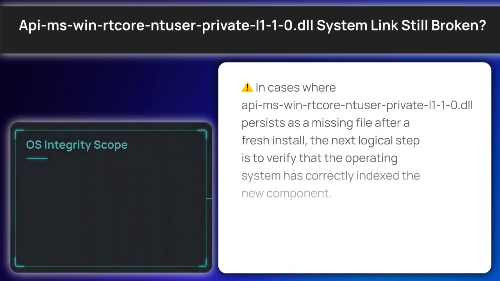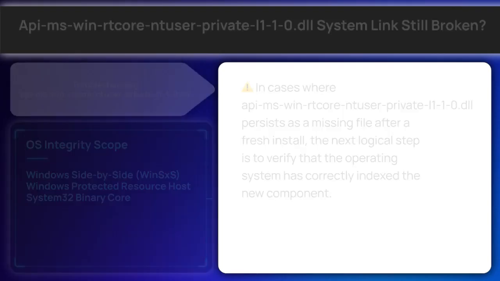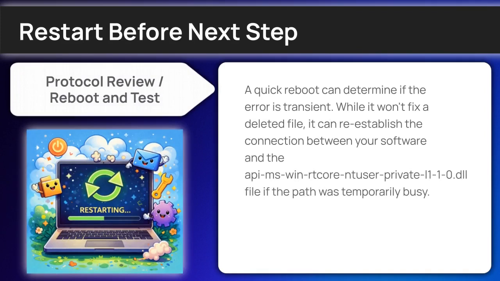If you are still encountering the error, it's time to investigate the underlying system architecture. A full system restart ensures that no background processes are currently locking the WinRT Core NTUser file. A fresh boot allows Windows to reinitialize its library map from a clean state.